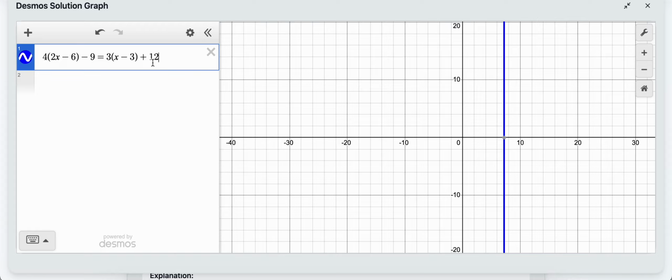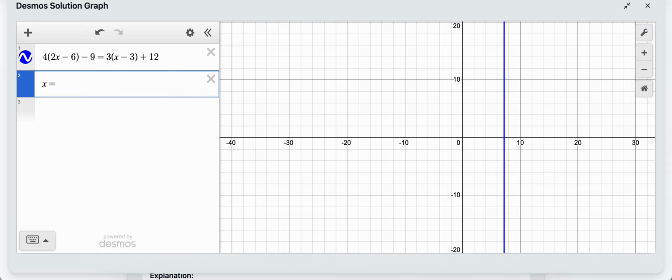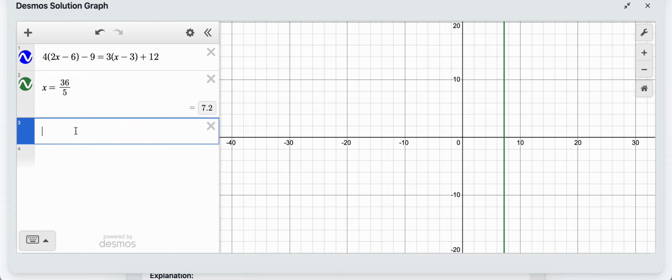And you can see that when we plot this equation, Desmos gives us this vertical line at 7.2, right? And it's telling us that this entire equation would simplify to x equals 7.2, or x equals 36 over 5, right? So Desmos found for us that x was equal to 36 over 5. And now if we want to find x minus 3, we can just plug in x is equal to 36 over 5. And we end up getting that x minus 3 is 4.2, right?